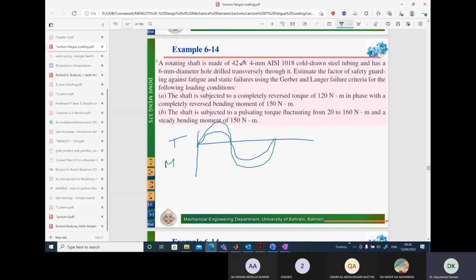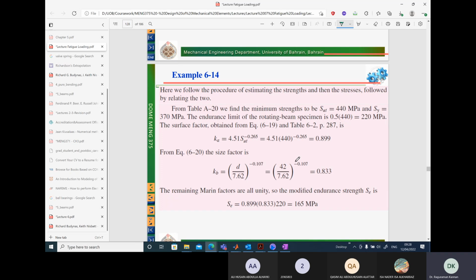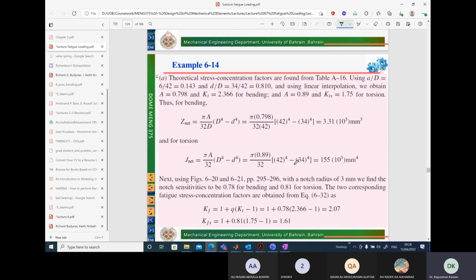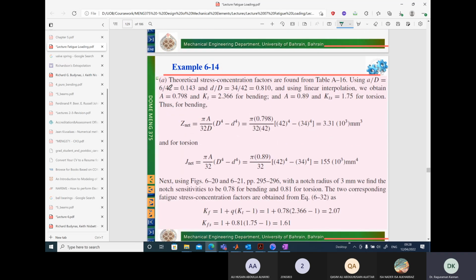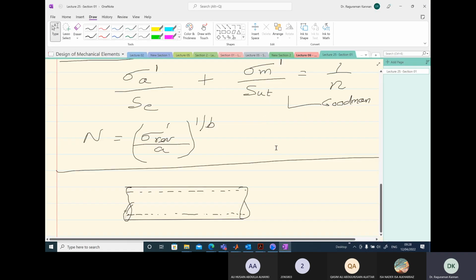What we are given, the dimensions are 42 by 4 mm. So let's see if I'm sure. Yeah, 42 minus 8. Okay. The outside diameter is 42, and the thickness of the pipe is 4 mm. So let's call this capital D. Okay.